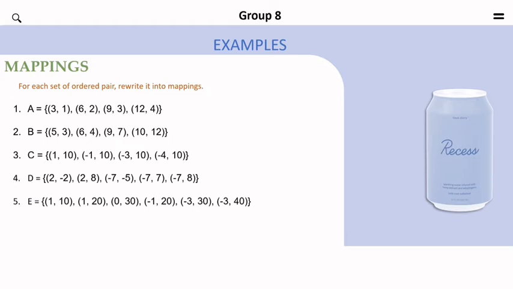Reminder that 1 to 1 and many to 1 is a function, while 1 to many and many to many is a relation. You can pause the video to answer it.